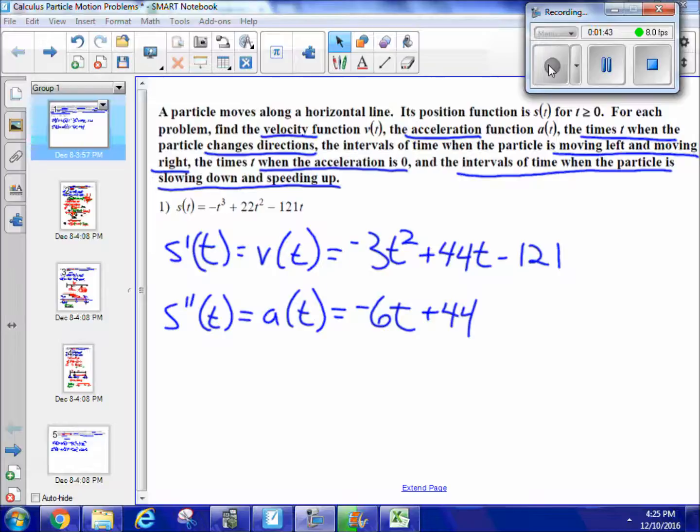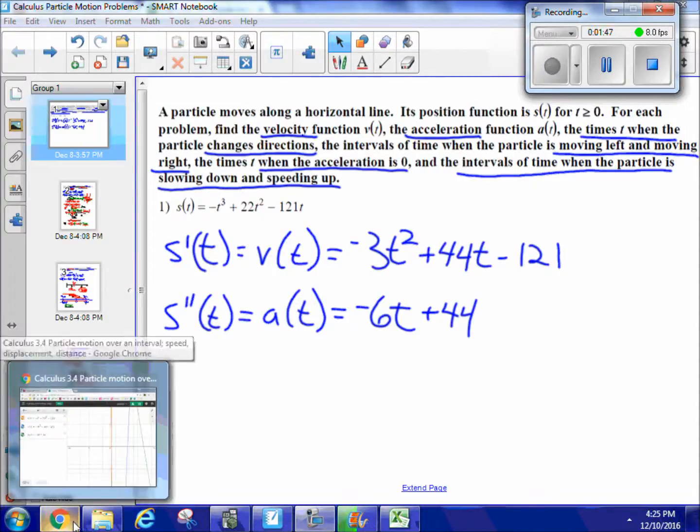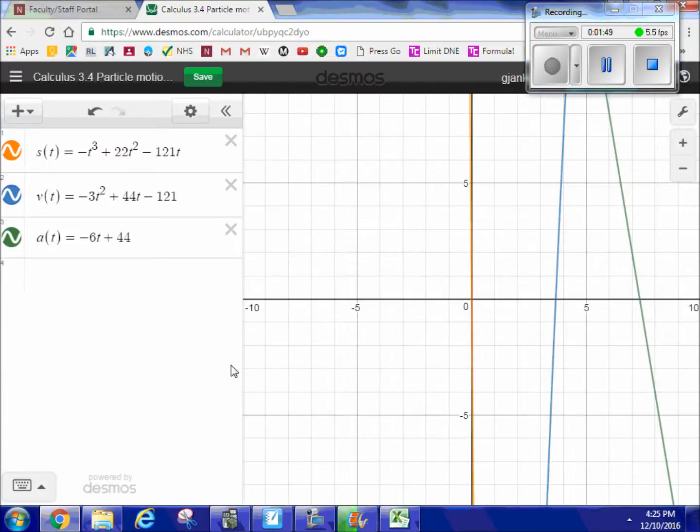I've written my derivatives here, and I'm just going to take a minute or so and show you how I check them on Desmos. So what I did was I wrote in my S of t, and then I wrote in what I got for my first derivative, and I wrote in what I got for my second derivative. Position, velocity, acceleration. And I see that here's my graph.